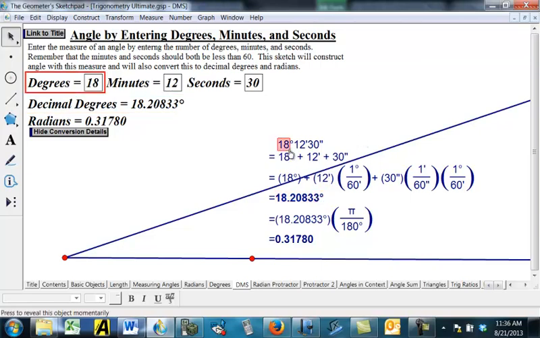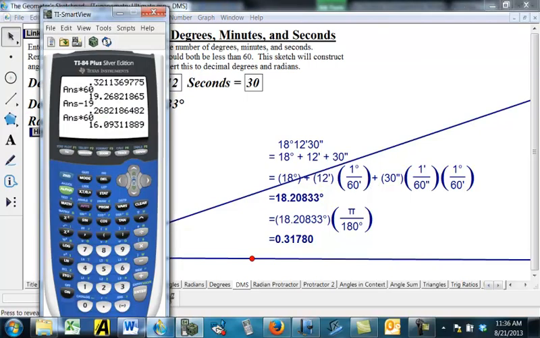Okay, so we have 18 degrees plus 12 minutes plus 30 seconds. The 12 minutes we can multiply by 1 degree over 60 minutes. The minutes will cancel, and this is degrees. We can multiply the 30 seconds times 1 minute over 60 seconds. The seconds will cancel, and it will be in minutes. Then we multiply by 1 degree over 60 minutes to get the minutes to cancel. And actually, this can all be typed in one line on the calculator.